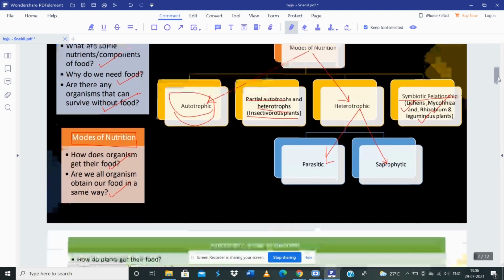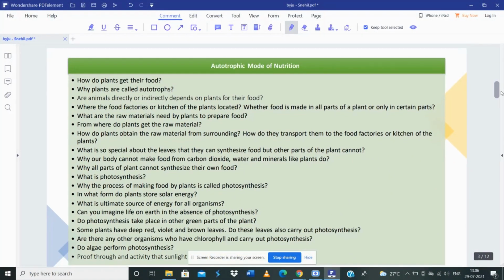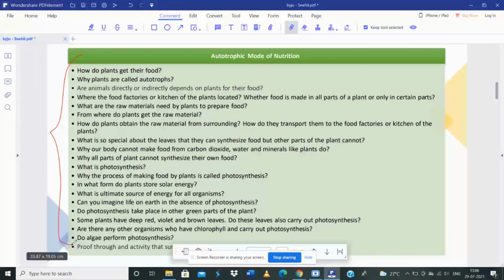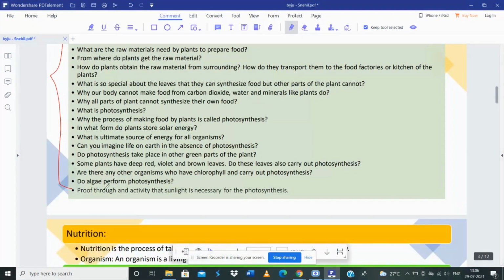So let's discuss. One more important thing: I have prepared some questions, and these questions are really important because they will provide a base for your understanding of concepts. There is also one very interesting activity in the end, in which we are supposed to prove that sunlight is necessary for the process of photosynthesis. This activity is given in your NCERT also, and to perform it, we should know what the iodine test is and why it is used.